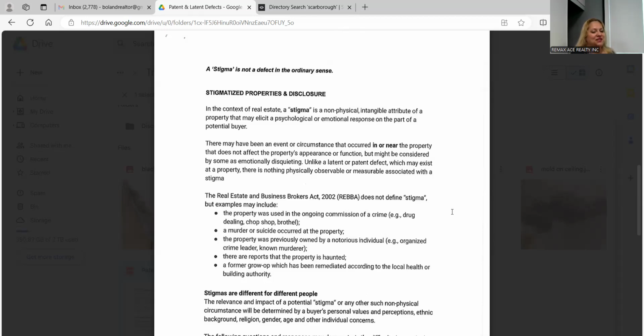A murder or suicide occurred at the property. And again, this isn't something that is going to be absolutely a horrible thing. I remember I was walking through a property and they had a disclosure saying that the person had committed suicide in the property. And I was walking through with a contractor guy who flips houses that I work with on the regular.